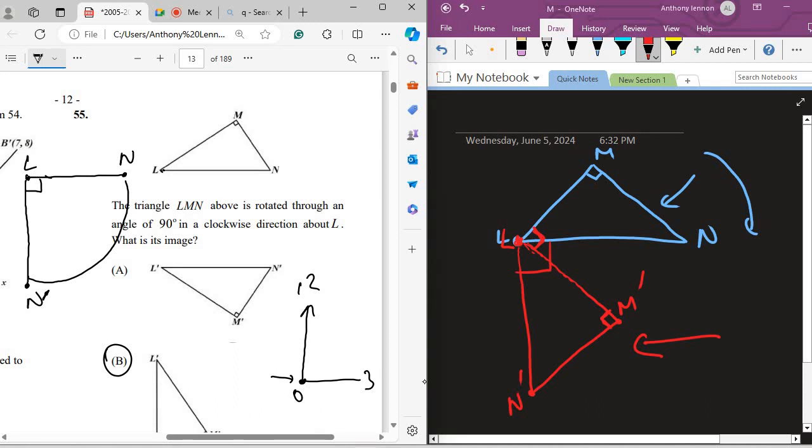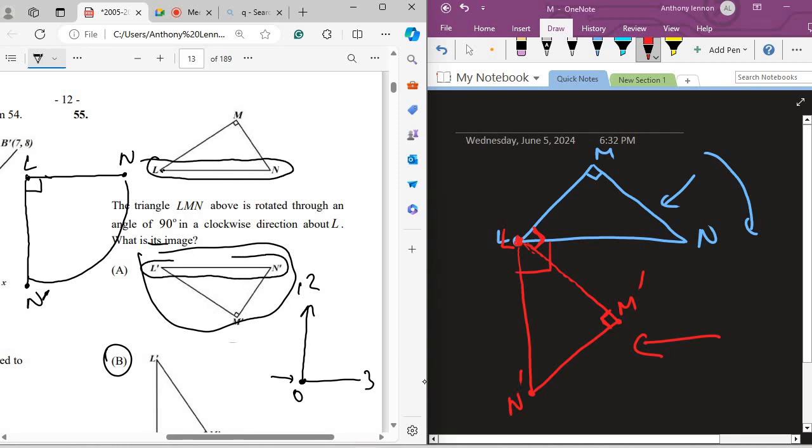What it basically did was flip, right? This is a reflection in the line LN, because LN did not move at all. LN is still right here as the image. So that was basically a flip, or what should I say, a reflection in the line LN.